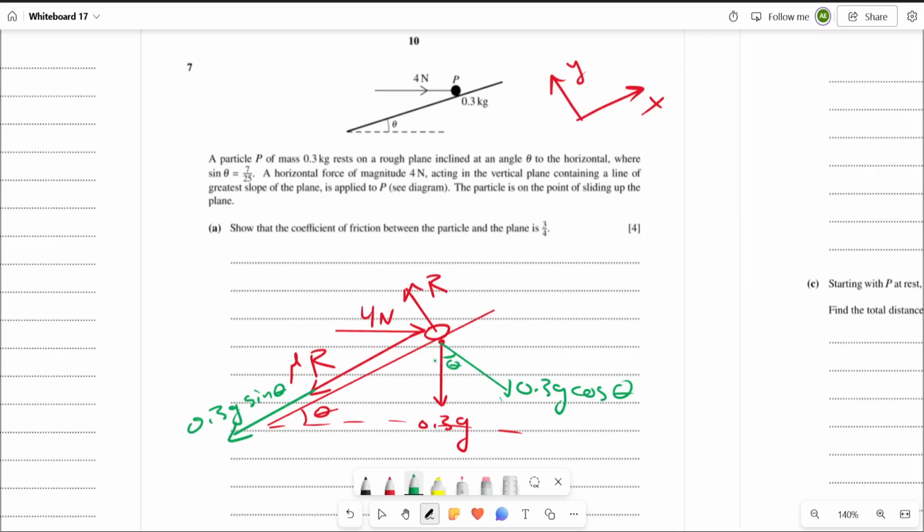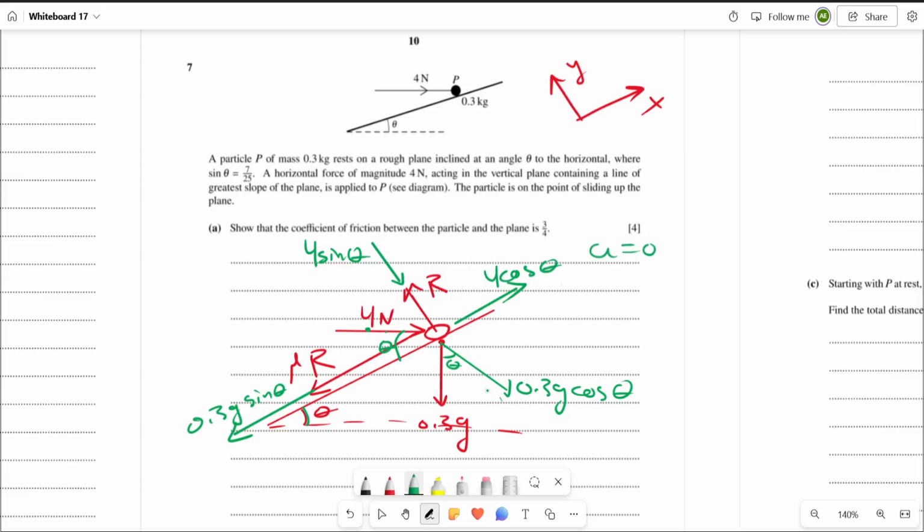Again, what else needs resolving? The 4 Newton is not aligned with the y or x, so I need to resolve it. If this is theta, then this angle is also theta, because this is parallel to this. They're alternate interior angles. So I'm going to have 2 components of this 4 Newton. Starting at the 4, moving away from my theta, it's going to be 4 sine theta. I'm going to have a component in this direction. Starting here and going in the direction closing on my angle, it's 4 cosine theta.